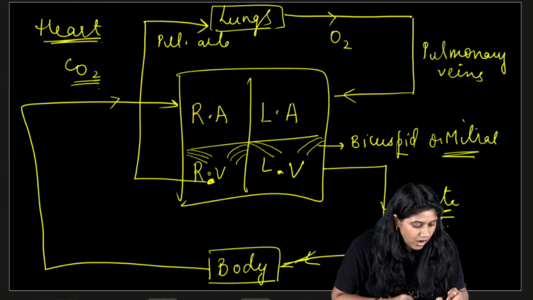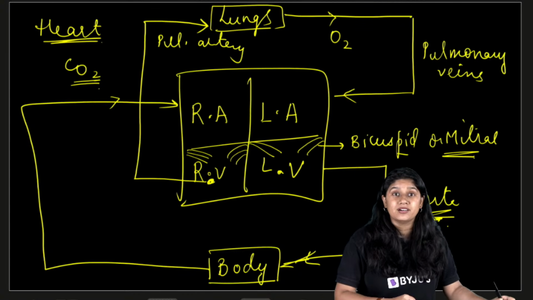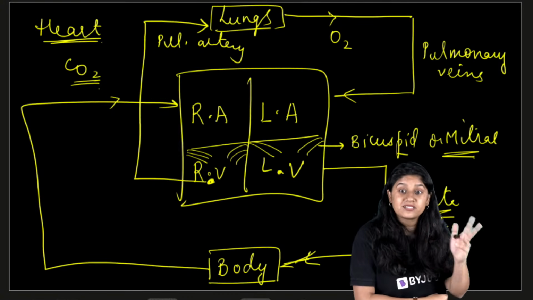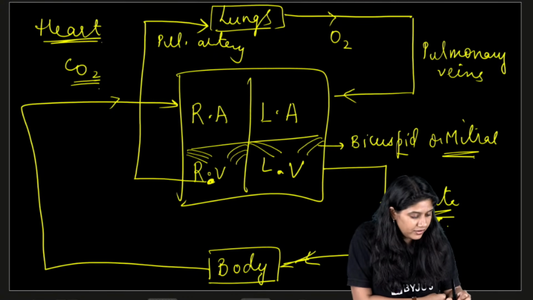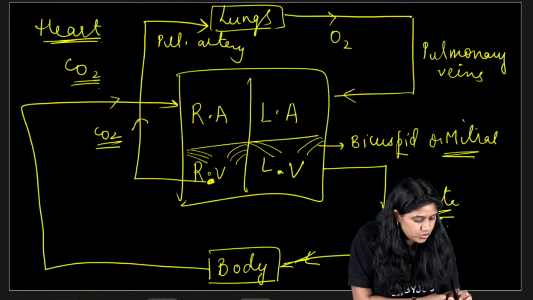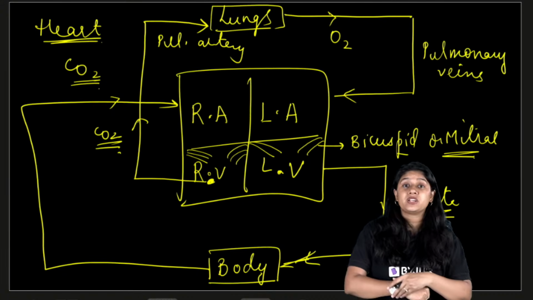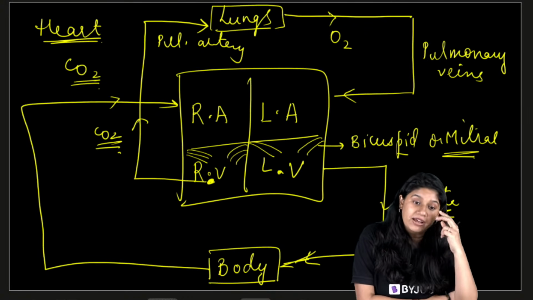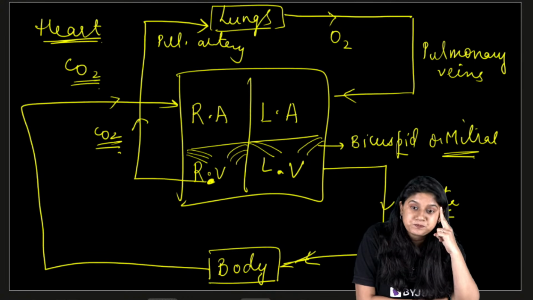Pulmonary artery. So the exception we have over here: the pulmonary artery is carrying the carbon dioxide rich blood, and the pulmonary vein is carrying the oxygen rich blood. That's the difference we have over here. We have a valve which is the pulmonary semilunar valve. Clear, everyone?